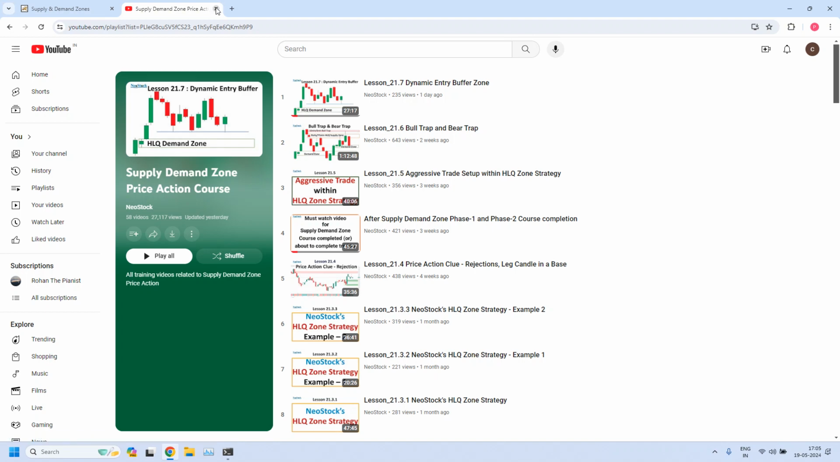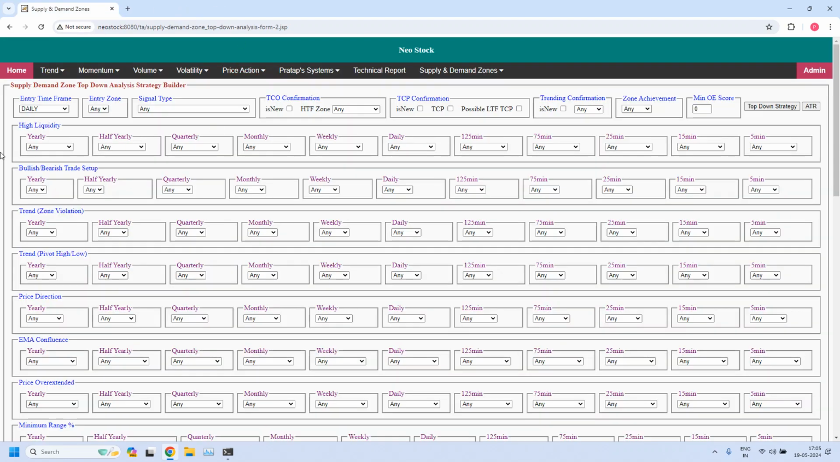Now let's get into the report generation. The first report is a bullish trade setup for monthly income trade. For monthly income trade, entry time frame is daily. For bullish trade setup, entry zone should be demand zone. And in this bullish or bearish trade setup parameter, in daily time frame, that is entry time frame, you need to select the value bullish.